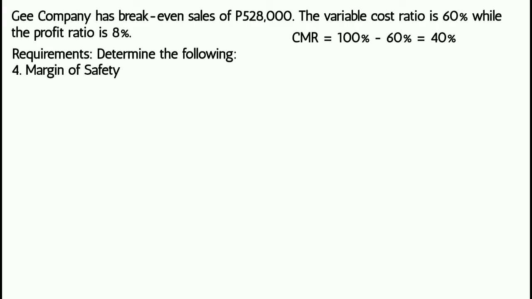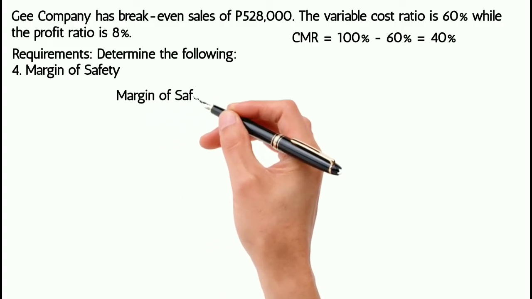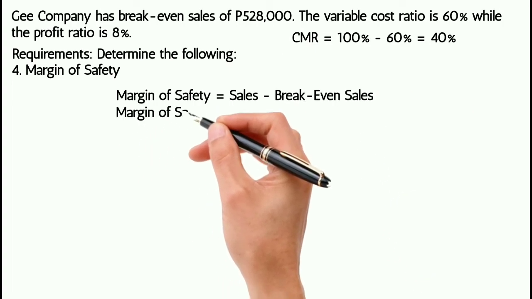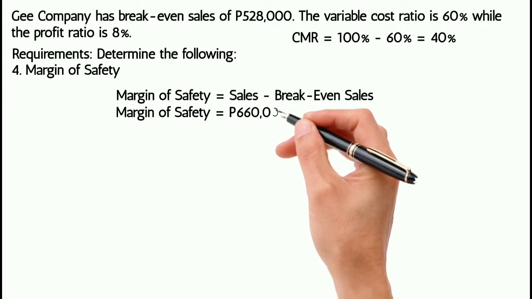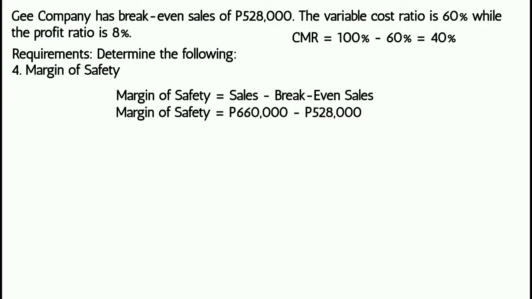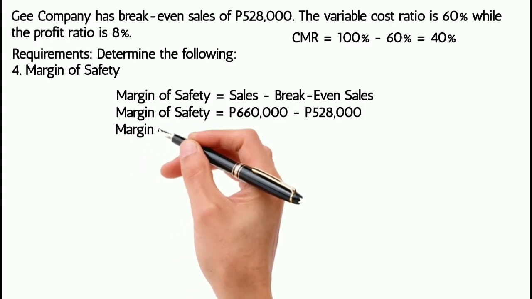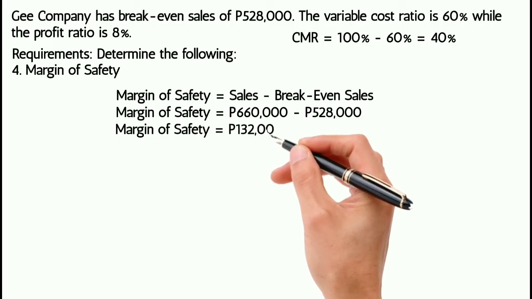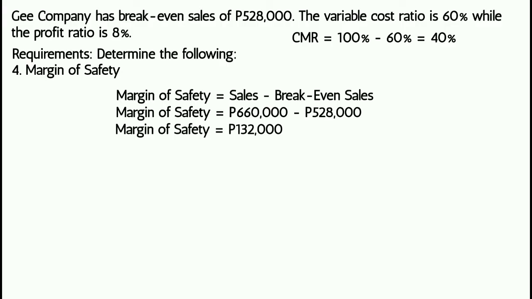Next, requirement number 4, determine the margin of safety. Margin of safety is equal to sales minus break-even sales. Ang sales ay 660,000 pesos at ang break-even sales ay 528,000 pesos. 660,000 pesos minus 528,000 pesos, that is equal to 132,000 pesos. So, 132,000 pesos is our answer in requirement number 4.